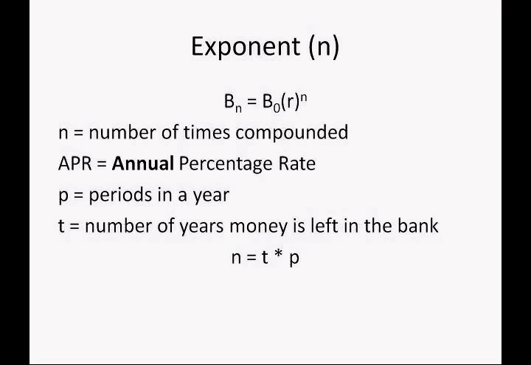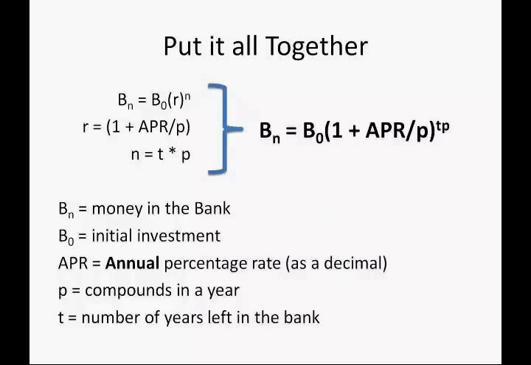If you compound it monthly and you leave it for a half of a year, so that T would be 1/2 times 12 months in a year, so it would be 6, or 6 months. Make sense? I hope so. Alright, so now let's put all these pieces together.